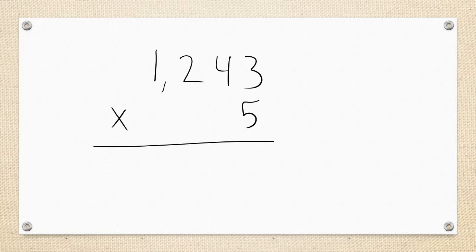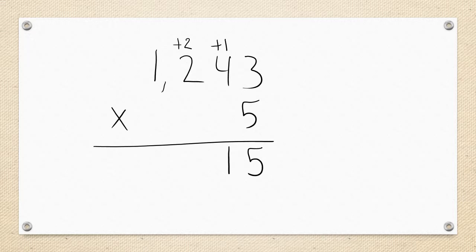First, I multiply 5 ones times 3 ones, which equals 15 ones. I write down the 5 ones, and I carry my 1 group of 10 to the tens place value. Next, I multiply 5 ones times 4 tens, which equals 20 tens. I add the 1 additional 10, which equals 21 tens. That has a value of 210. I write down the 10, and I carry the 2 groups of 100 to the hundreds place value.